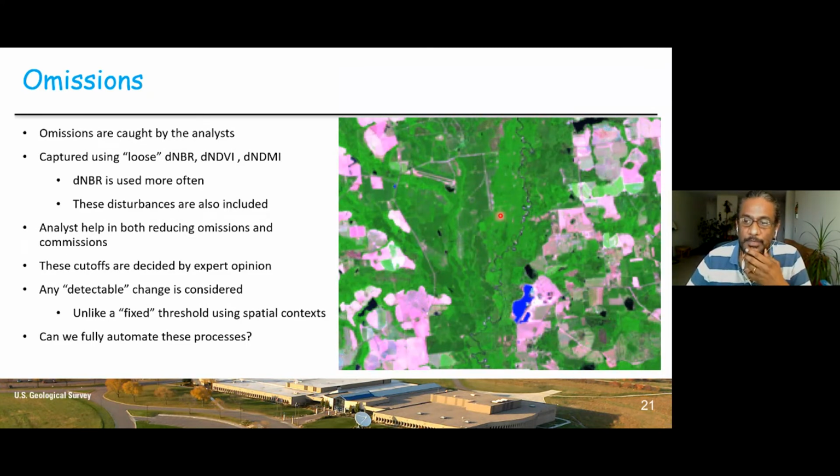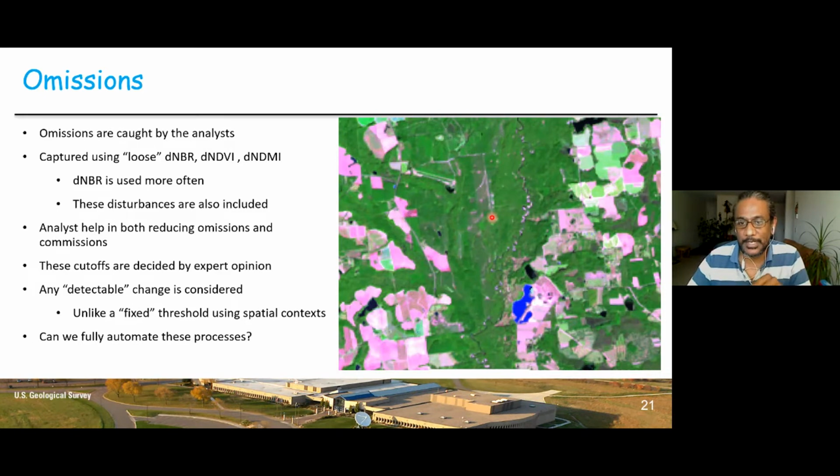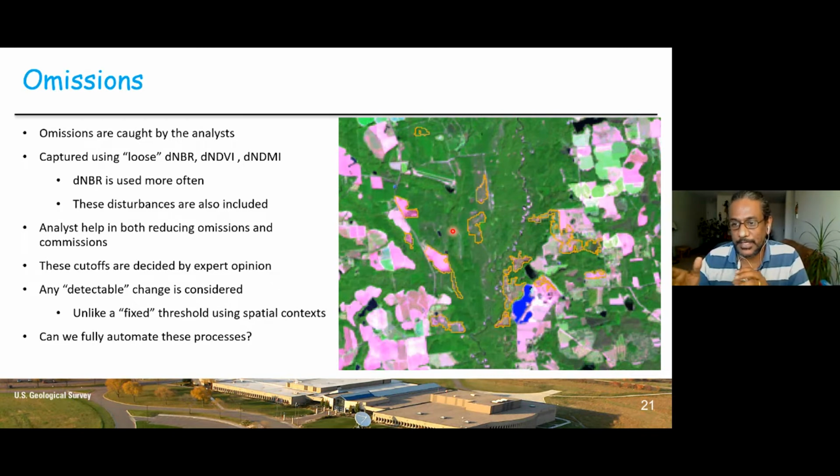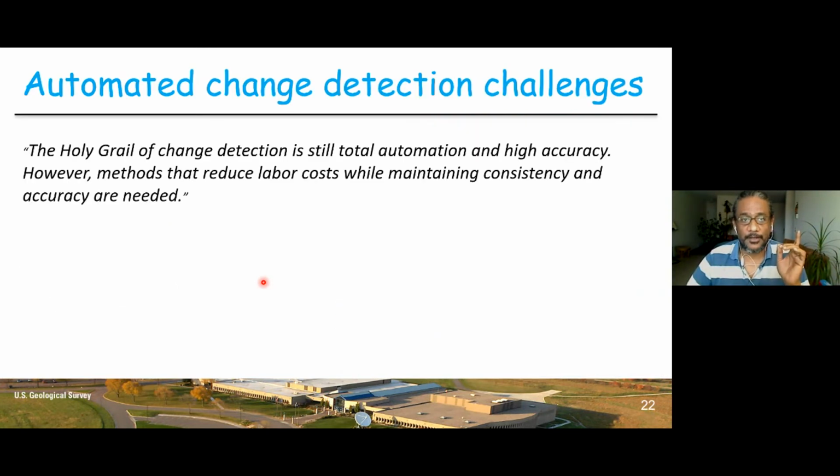And these are the things which will reduce our omission errors. And I will show you an example where the analyst also plays a very important role in lowering some of these omissions. So the big question now comes: can we fully automate these processes? Well, here's our attempt. But before we go, there's a very famous quote by a very famous scientist, and the challenge is probably if you can identify who said this. The holy grail of change detection is still the total automation and high accuracy.